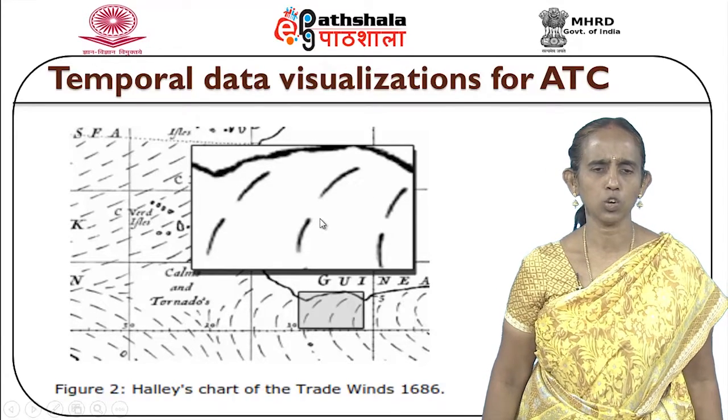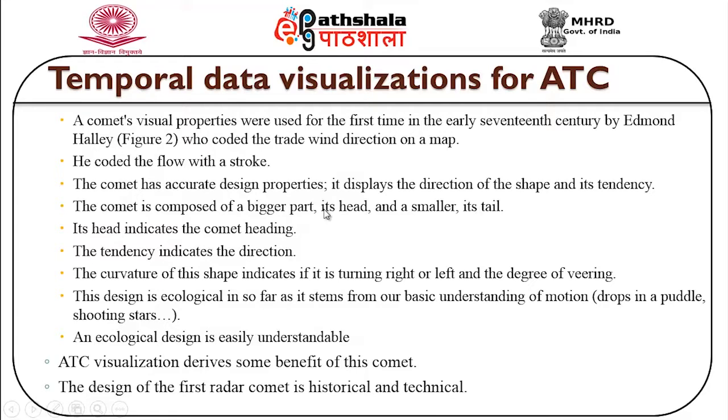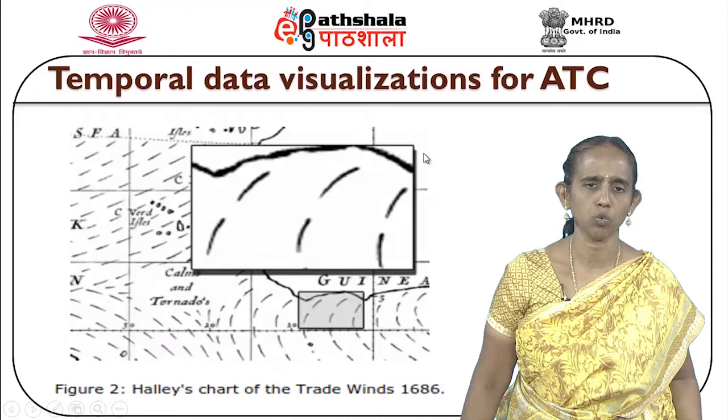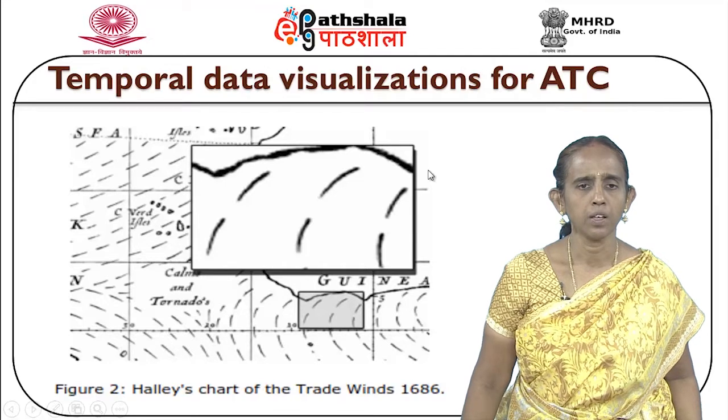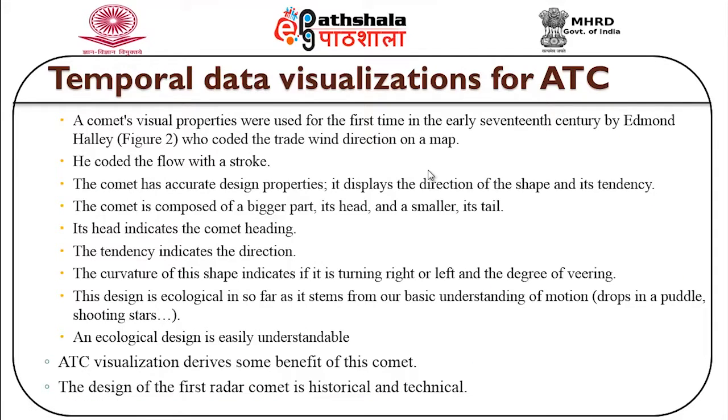The direction, a comet's visual properties were used for the first time in the late 17th century by Edmund Halley, who coded the trade wind direction on the map. He also coded the flow in the form of a stroke. So the flow of the wind is represented in the form of a stroke. The comet has accurate design properties. It displays the direction, the shape and the tendency.